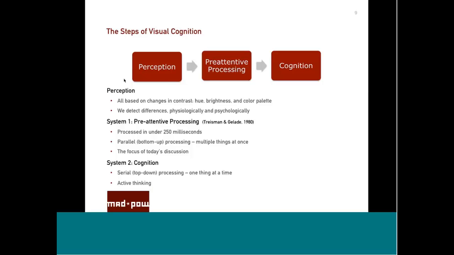With preattentive processing. Then we move on to System 2, or cognition, and this is the serial top-down processing where we'll take up some mental capacity. This is the active thinking, and we can typically only do this one thing at a time. So whereas System 1 can process things in parallel, multiple at once, System 2 is all about one thing at a time. And that's why we want to rely on System 1 for our designs and not overload System 2.